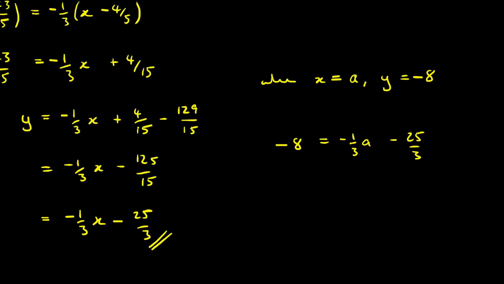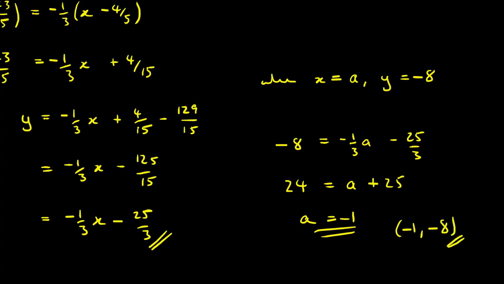I'm going to times everything through by 3, so that's times through by -3 actually, to turn everything into a positive. So we get 24 is equal to a plus 25. So a is equal to -1. So the coordinates of C are going to be -1, -8. And that should be our final answer.